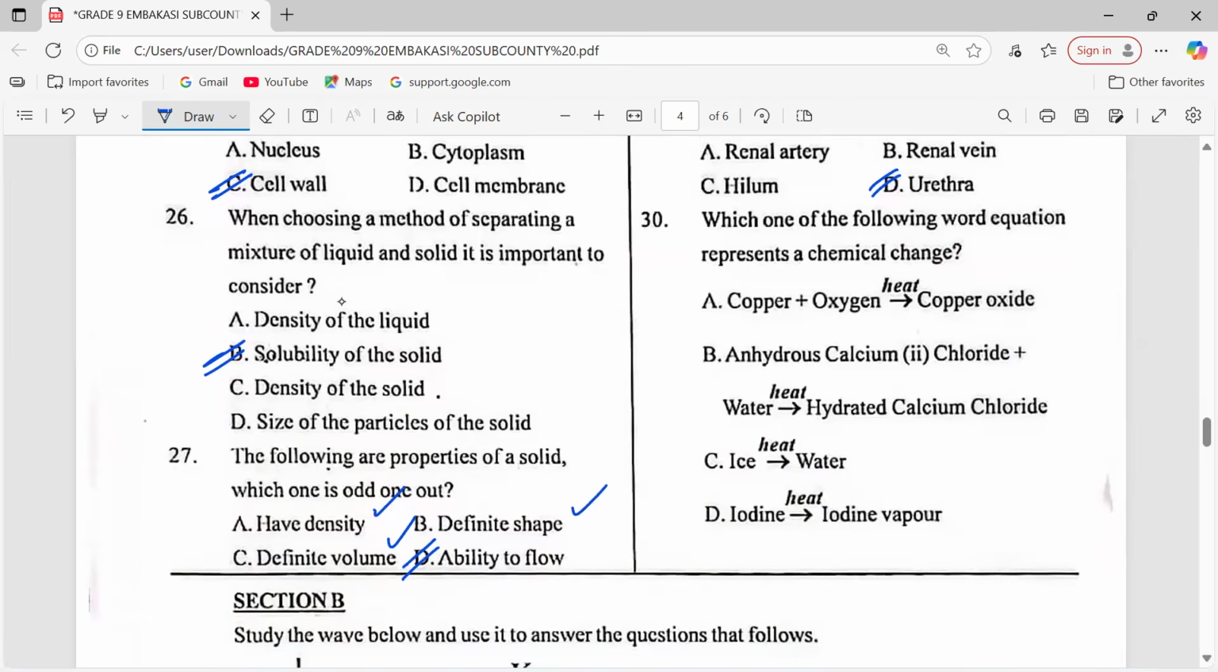Number 30. Which one of the following word equations represents a chemical change? Actually, a permanent chemical change. Copper plus oxygen equals copper 2 oxide. And you remember copper 2 oxide is a new substance altogether. Therefore, that is a chemical change. When you look at the others, they can easily be reversible.